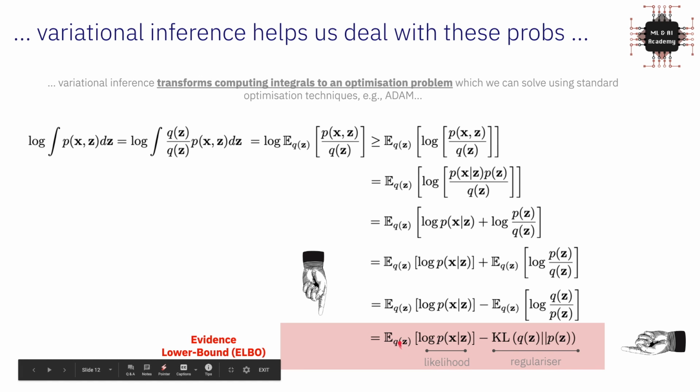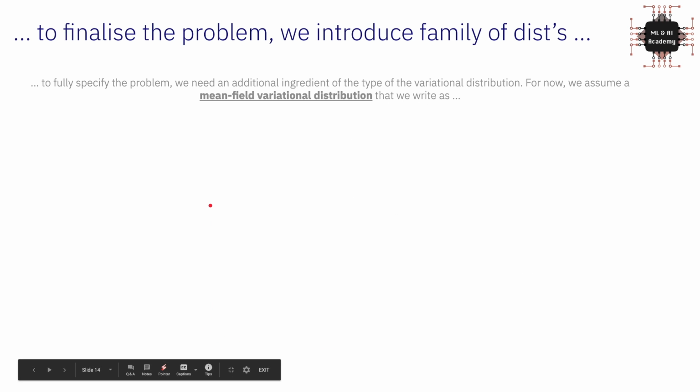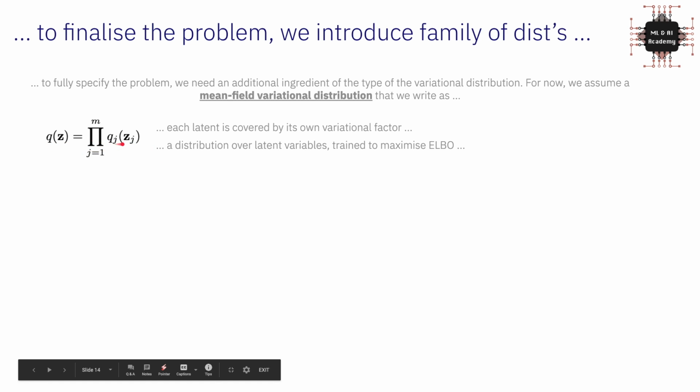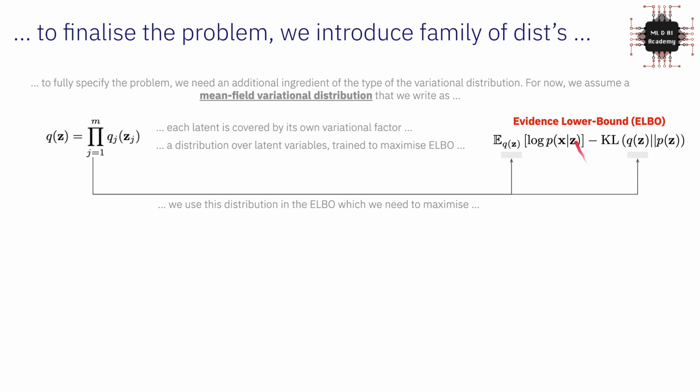Then we said, okay, we cannot do it under any generic q of z. We need to make some assumption about q of z. And then we introduced the mean field variational assumption that allowed us to write q of z as this product. Then we substituted it in our ELBO.